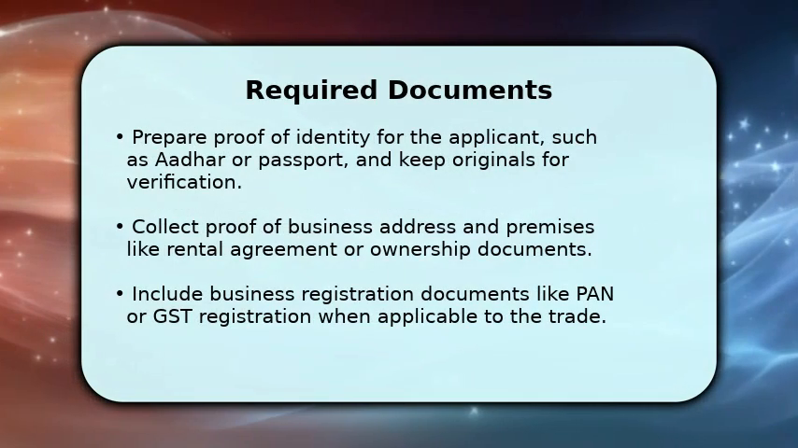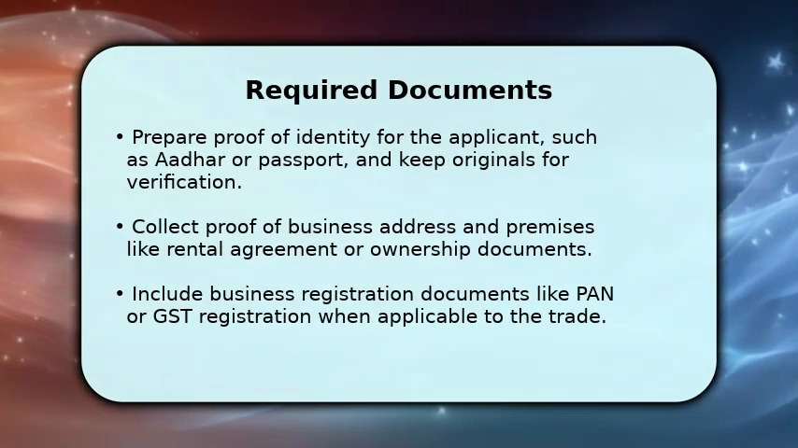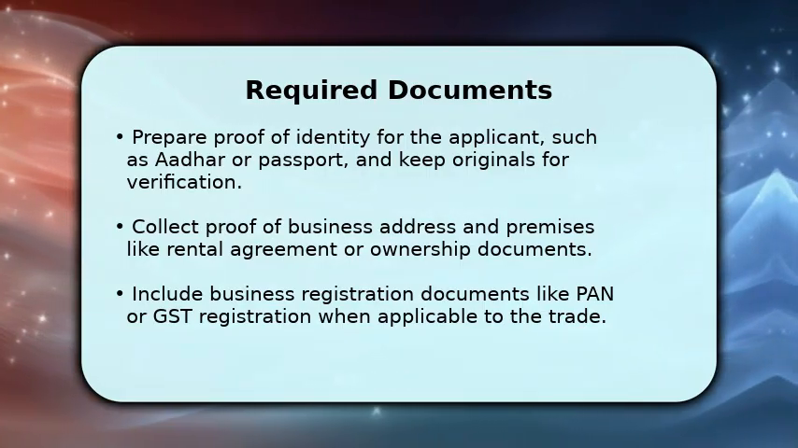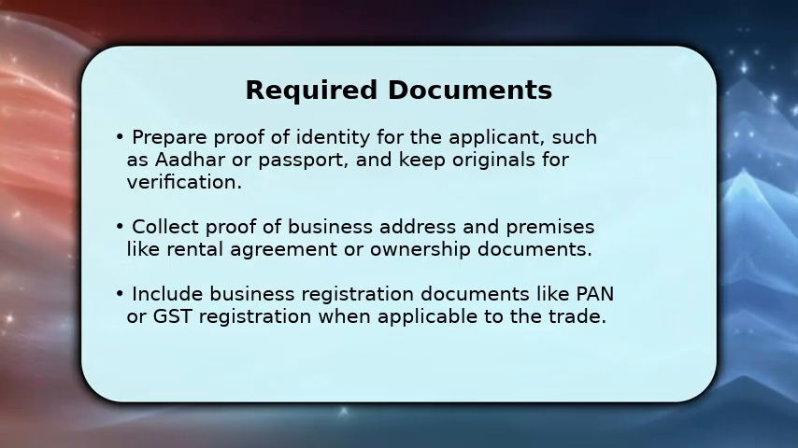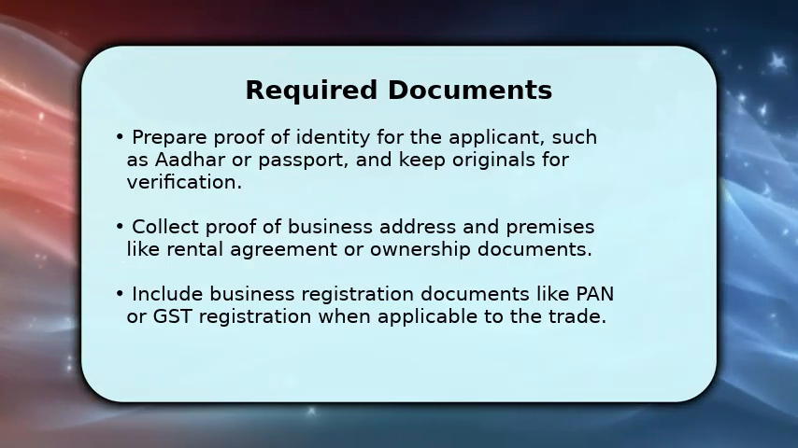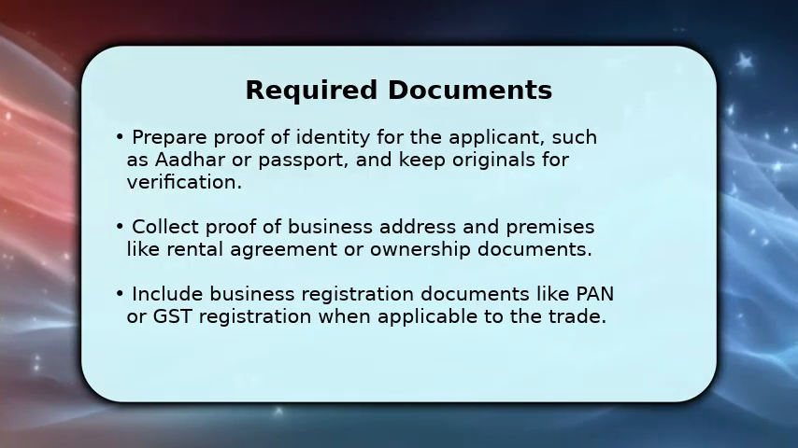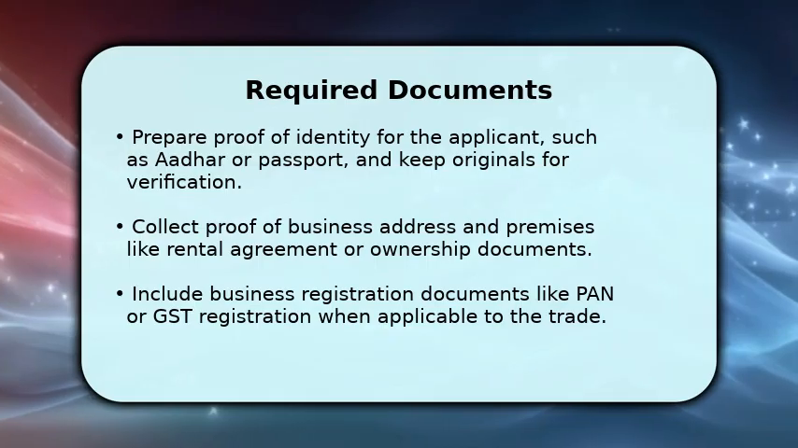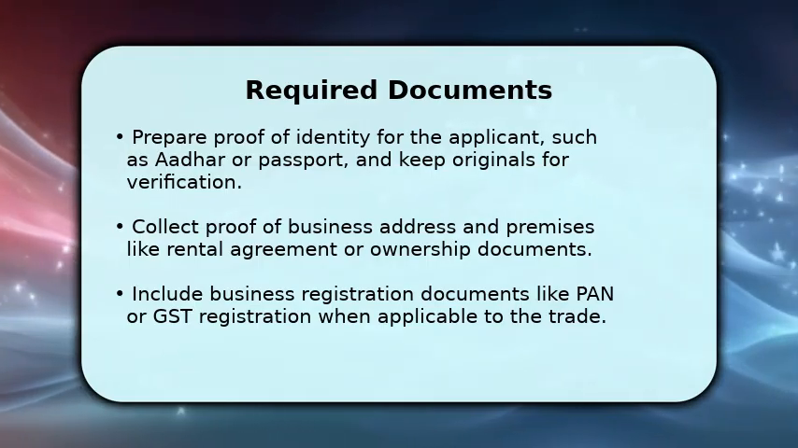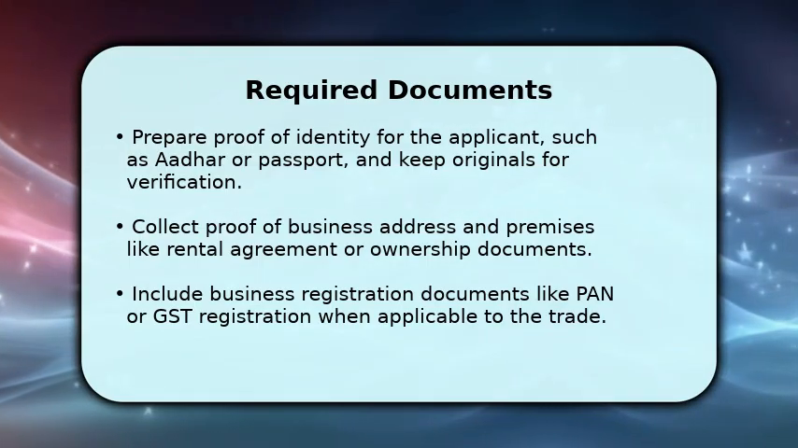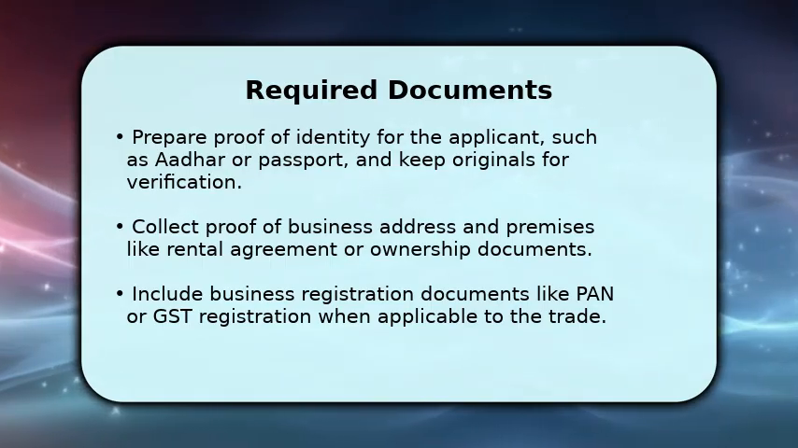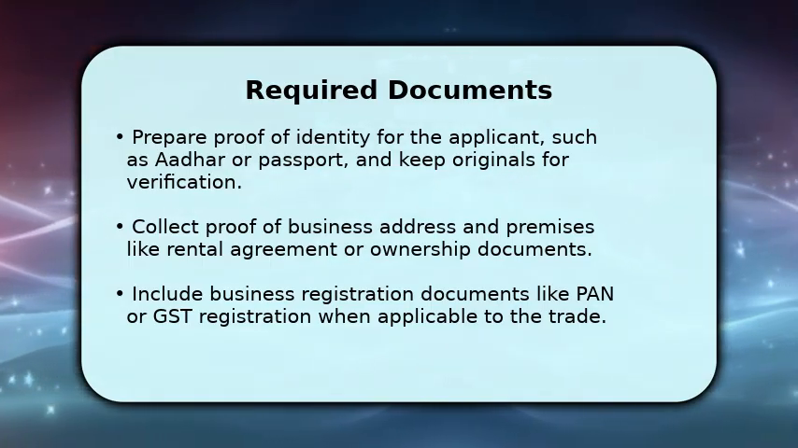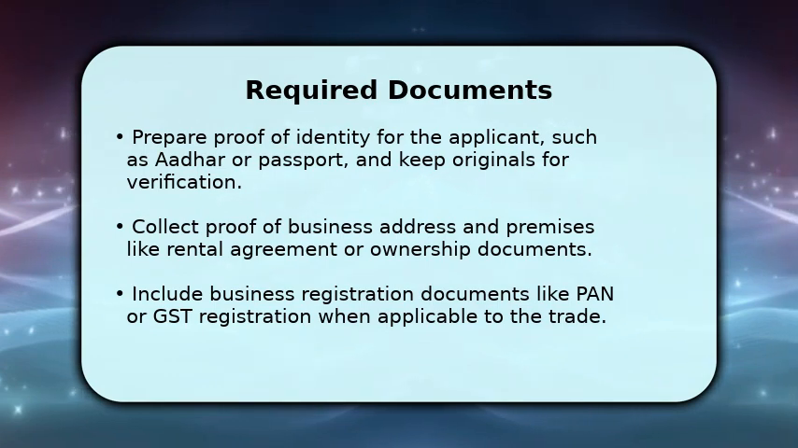Gather these essential documents before you apply to avoid delays. Prepare proof of identity, proof of address for owner and business premises, and business registration documents like PAN or GST where required. Include a recent passport photo, tenancy agreement or property ownership proof, and a detailed description of business activities. Make certified copies where necessary and have originals ready for verification at the licensing office to speed up processing today.